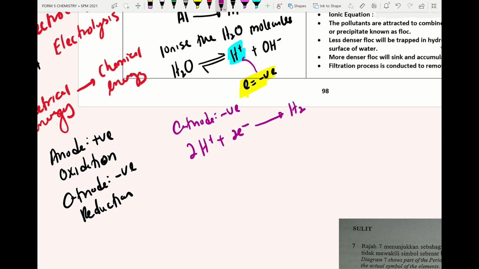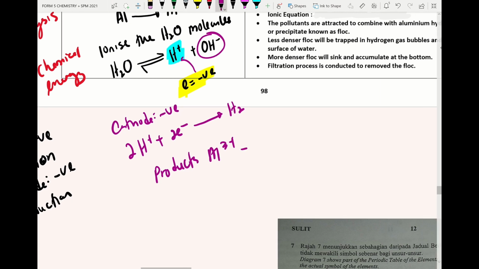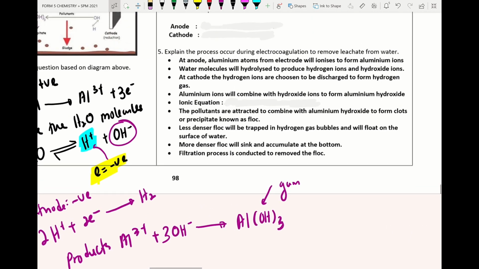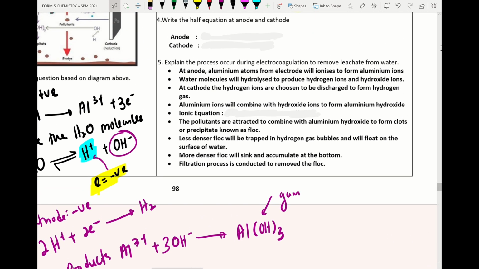Please remember the product formed at the anode is aluminium ion, and the product formed at the cathode is hydrogen gas. The hydroxide ion will combine with the aluminium ion and form aluminium hydroxide, Al(OH)3. We balance by putting 3 here. This aluminium hydroxide will act as gum. It will trap all the solid waste, and the waste substances will combine together with the aluminium hydroxide.